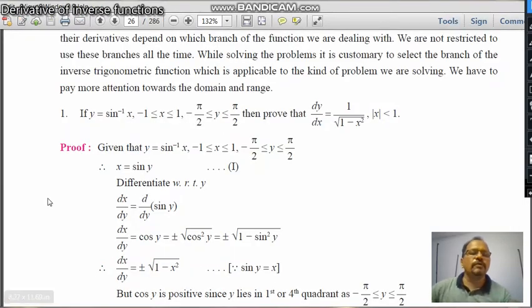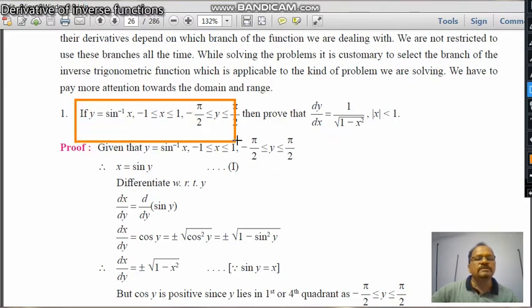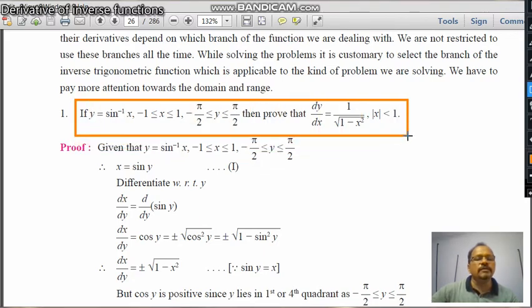Now again move to our discussion towards the derivative of inverse functions. Inverse sine function. In sine inverse function, its domain is closed interval -1 to +1 as we have seen. That means x can take values from -1 to +1, and the value of sine inverse, that is y, it is between -π/2 to +π/2 including them.